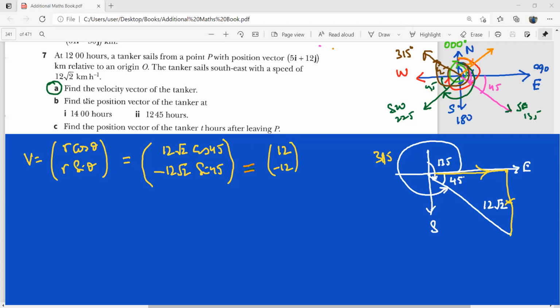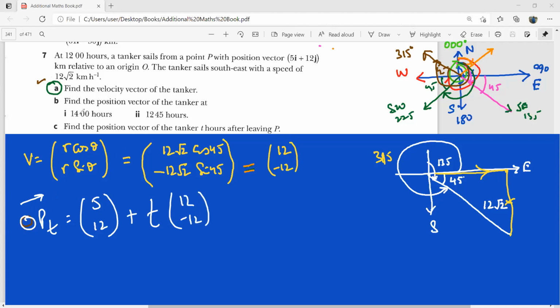Okay, my children. Now it says find, we have done this. We have got the velocity vector. It says find the position of the tanker at this time. Now, can I write this position vector in general form? OPT is going to be, it was initially at 512, and this is going to be T times 12 minus 12. When it says at 1400 hours, you put this T as 2, you will get to that answer. So for B part 1, you put your T equal to 2.